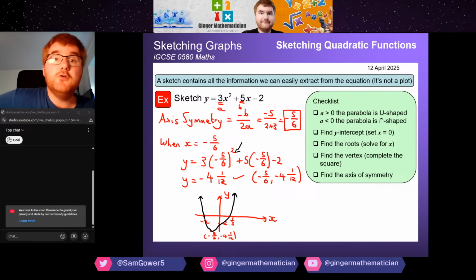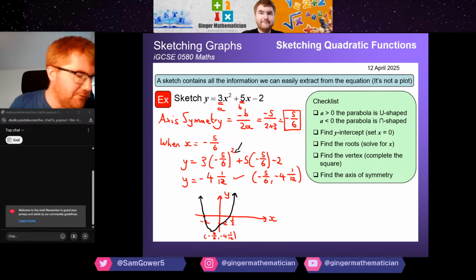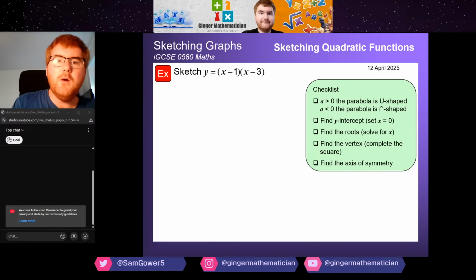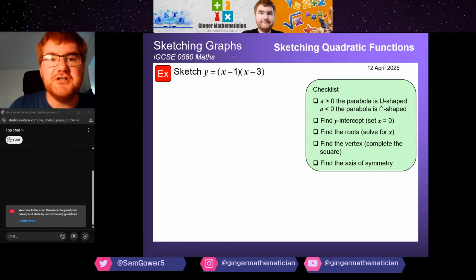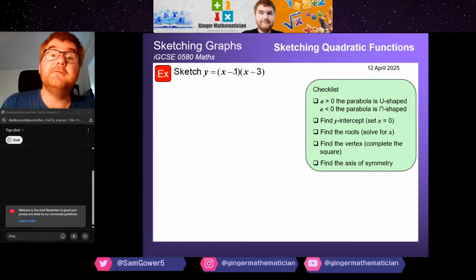So quadratic simultaneous equations, where they combine 2 difficult topics together. I think that's pretty tricky. Okay, let's do one more quadratic here. So we're going to sketch this function. Notice in a slightly different form here, it's already in factorized form. That actually makes our life a bit easier in some ways.